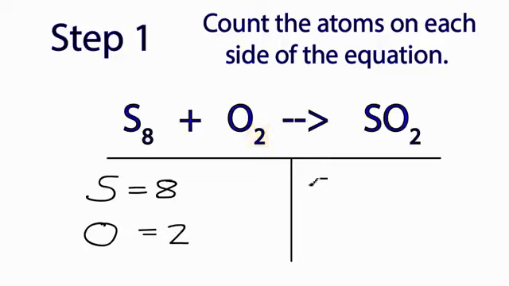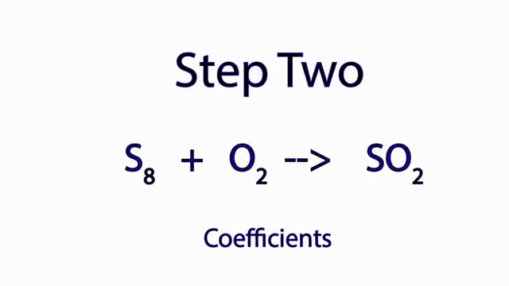On the product side, sulfur, I have 1. And oxygen, I have 2. Note that if there's nothing after an element, we assume that to be 1. And that's it. We're done with the first step. Smooth. The big rule for balancing equations is that we can only change the coefficients.